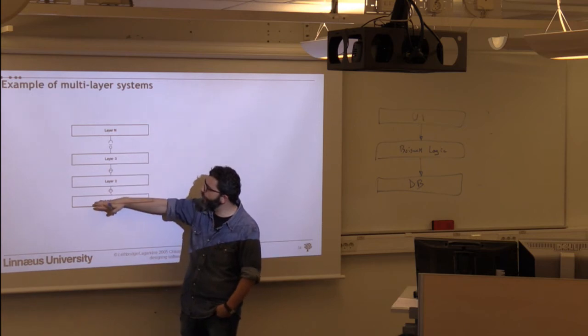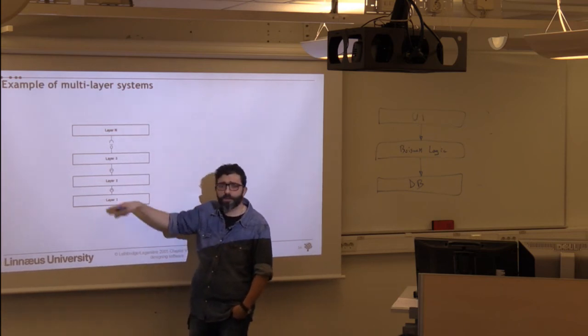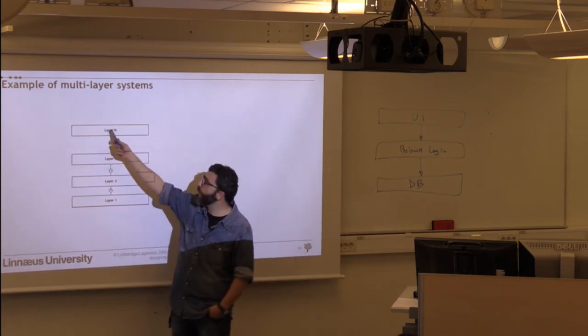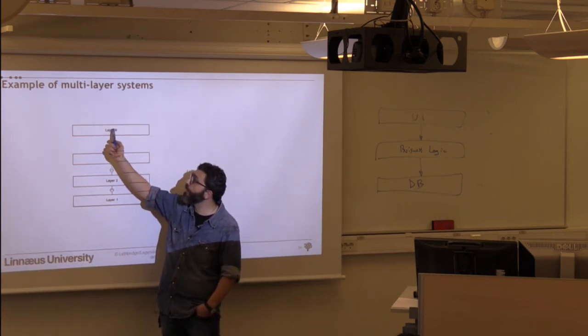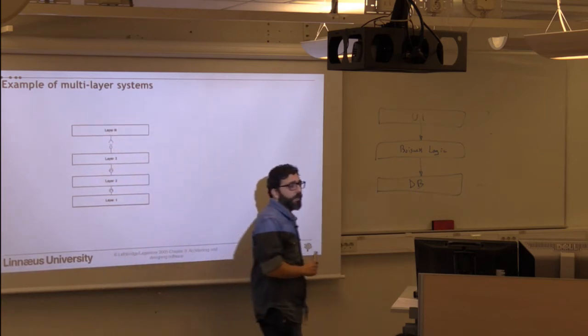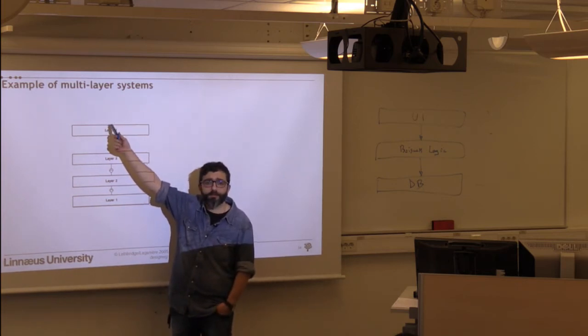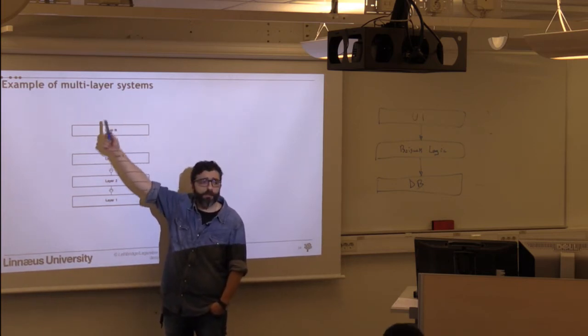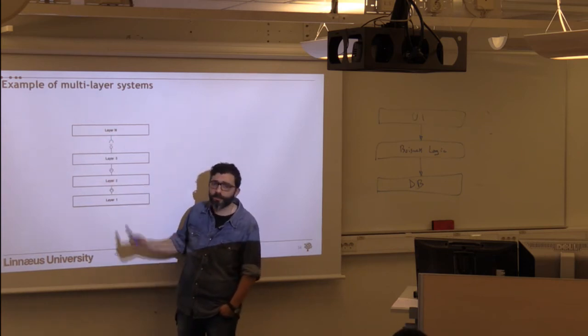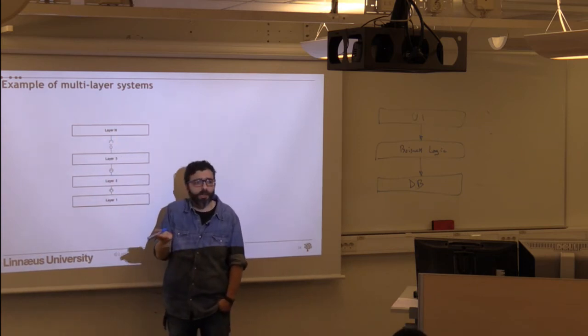Usually the first layer does not use anything, and the upper layer does not provide anything. That's why you usually have the user interface here, because above the user interface there is the human. You don't provide any API.